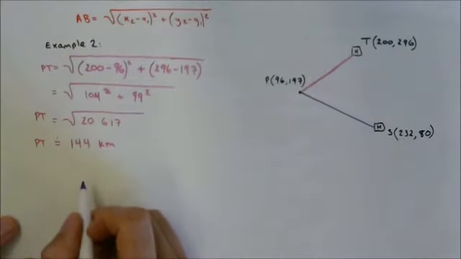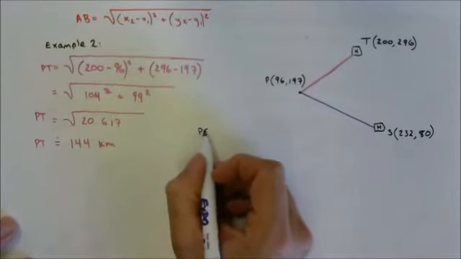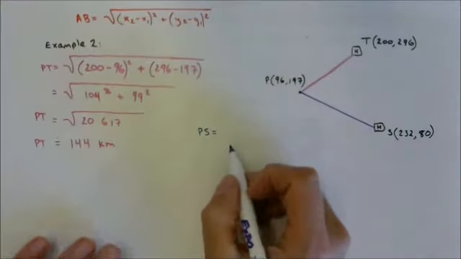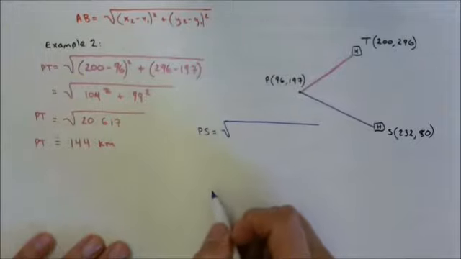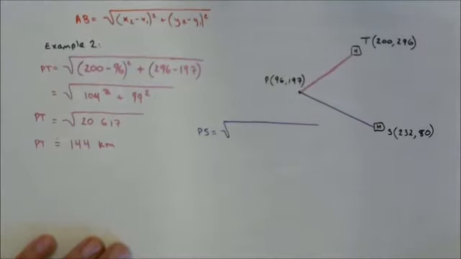And for PS, we would do the exact same thing. I'm going to move over here to do PS. If you continue working down or to the side, whichever way you think you have enough space. But PS uses the exact same distance formula. I'm going to plug in what I know. Go ahead and plug in the values. See if you can do it correctly. Make sure you use one point, then the other point.